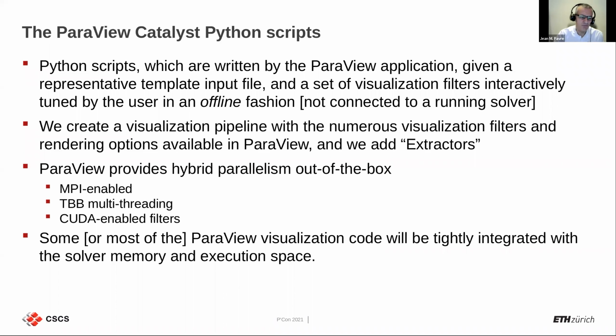Now, recall that ParaView actually provides a pretty extensive set of parallelism out of the box: MPI enabled, TBB multi-threading, OpenMP, CUDA enabled filters. So all of this power is available to you for executions given a standard Python script. So this makes it really simple to develop.